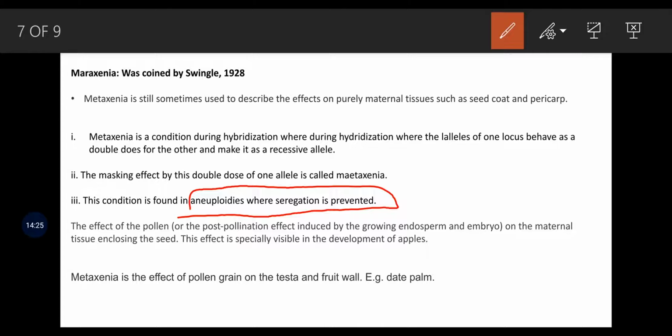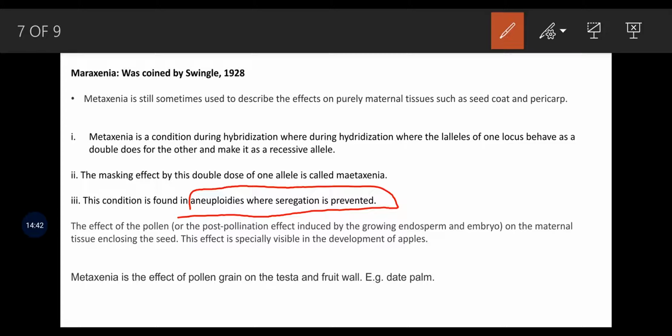This effect is especially visible in the development of apples. Metaxenia is the effect of pollen grain on the testa and fruit wall. Example, date palm. Here I have quoted two examples. One is apple and one is date palm.